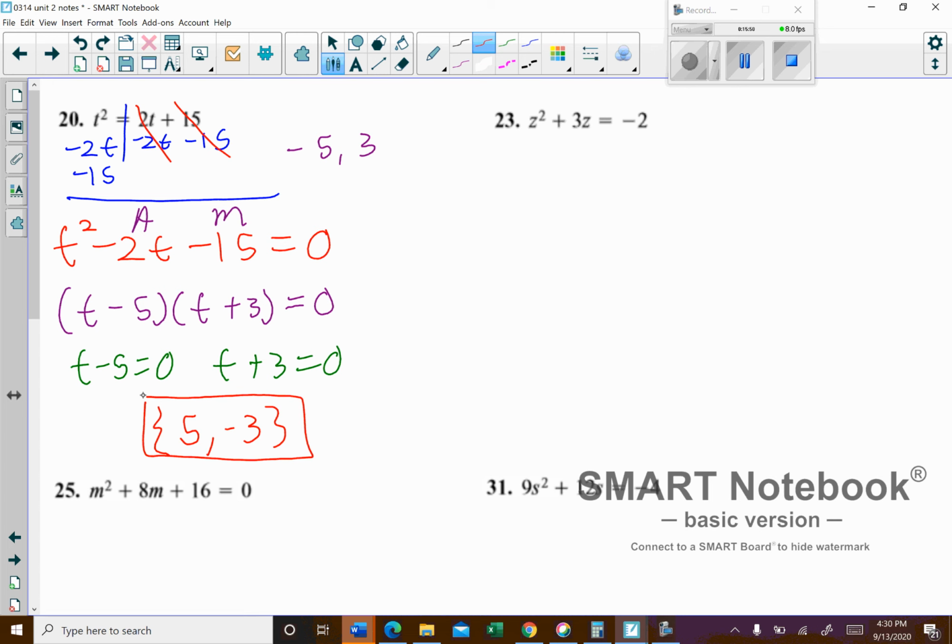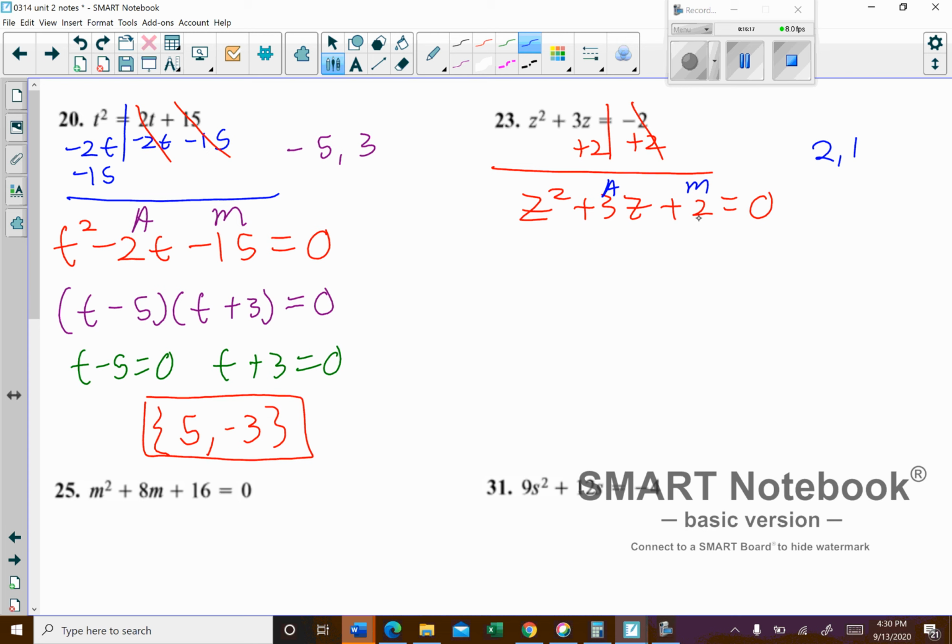Okay, on 23, this one, once again, we kind of have to put it in general form. We only have to do one thing here. We're going to go ahead and add 2 to both sides. So we end up with z squared plus 3z, then plus 2 equals 0. And then we're going to do our A&M method, which in this particular example is not too bad. Should just be a 2 and a 1.